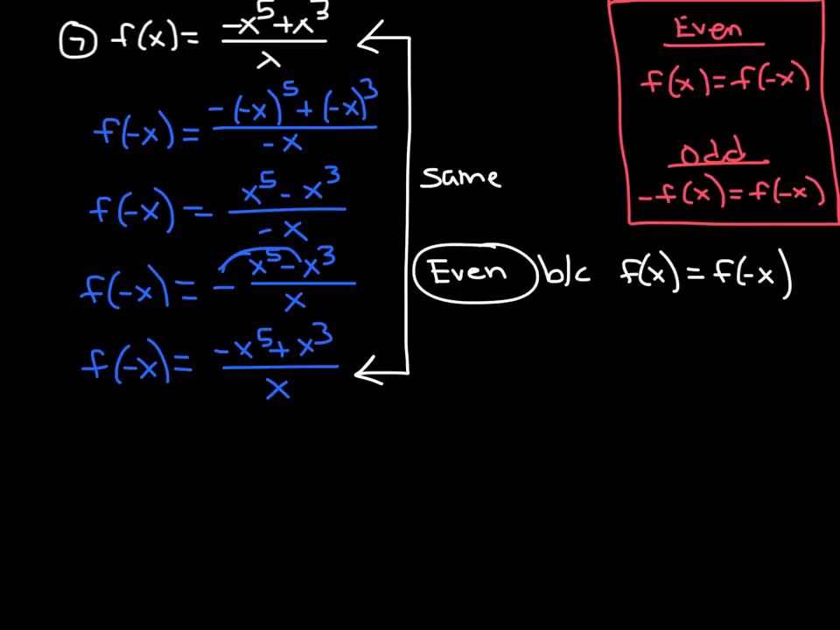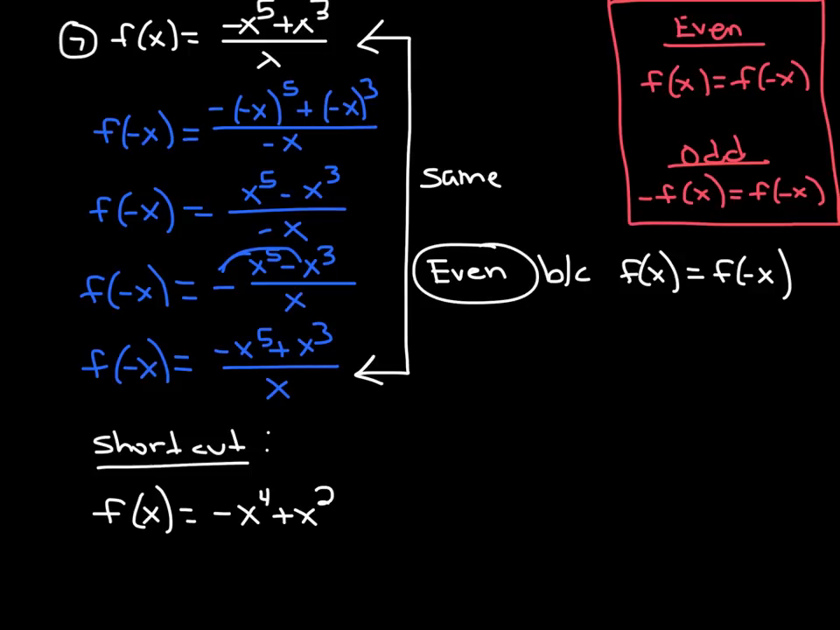All right, there's a couple more things I just want to say about this problem. There was really a shortcut to do this. I'm just going to write shortcut here. If you look at this original function, we could have taken both terms in the numerator and just divided them by that x in the denominator. So if you did negative x to the fifth divided by x, that would be negative x to the fourth. And then x cubed divided by x is just x squared. So really, you could have written our function without a denominator. You could just have an expression here, so not a fraction.